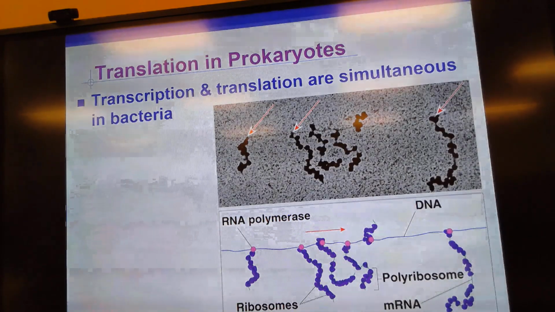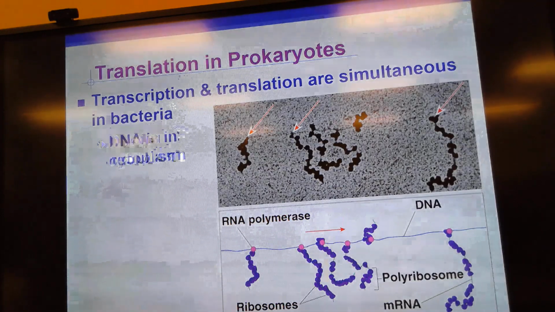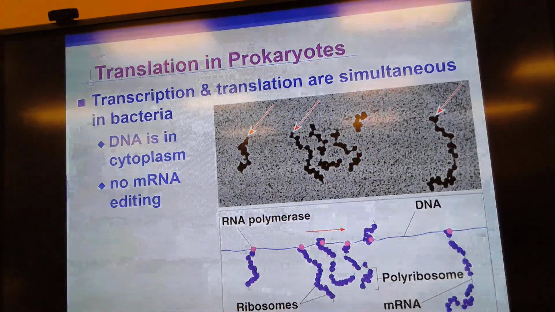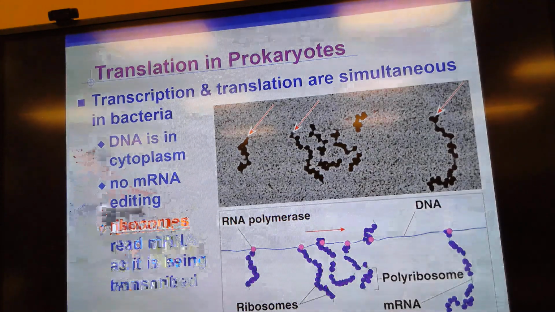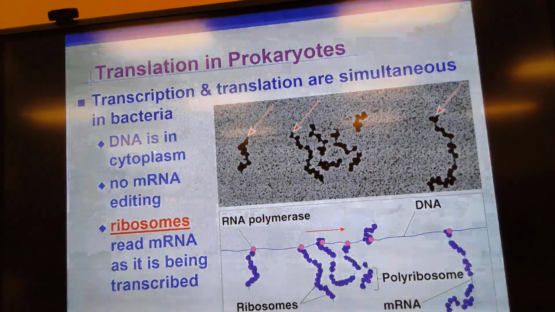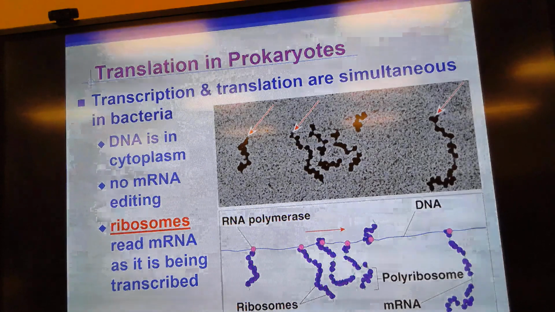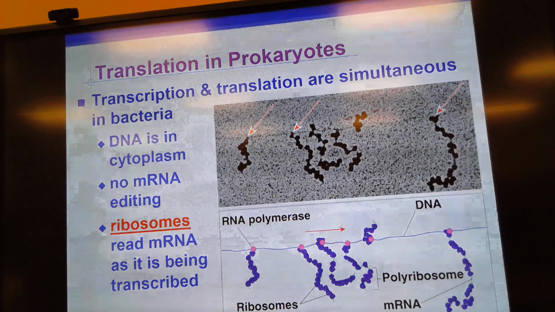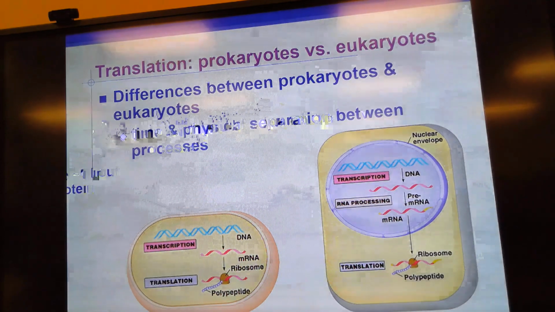As we go through translation in prokaryotes, they're pretty much simultaneous. The DNA is in the cytoplasm. There's no editing because we don't have to take out any introns. So the ribosome basically reads the mRNA as it's being transcribed. We don't go through transcription, make the RNA and then transfer it down to do translation. As DNA is making mRNA, the mRNA is being made into proteins. So it's a bit more simultaneous in nature.